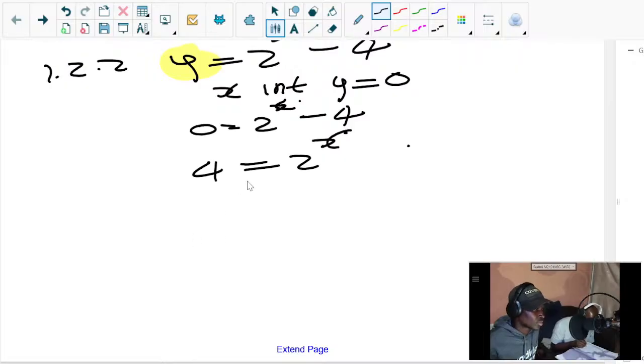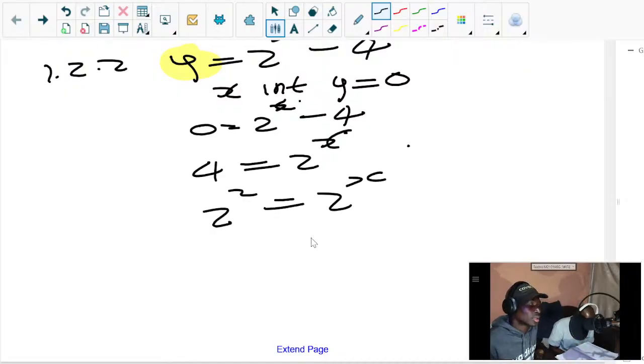So you have 2 to the power of 2, which is equal to 2 to the power of x. We can't divide both sides by 2, which is not correct, because the other one is to the power of 2 and the other one is to the power of x. Even if you divide them, they're not like terms. They can't be divided.